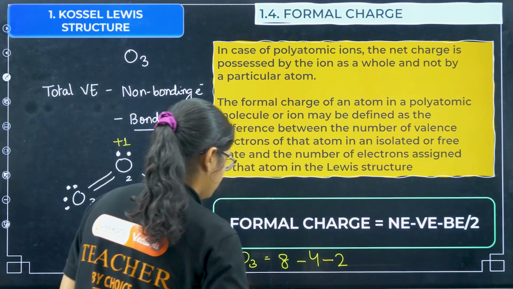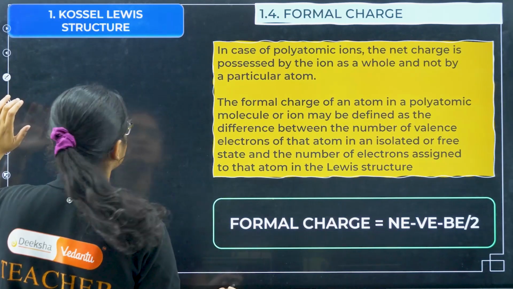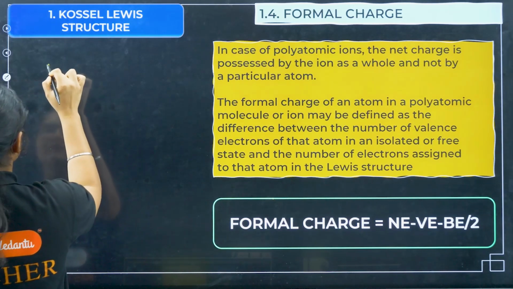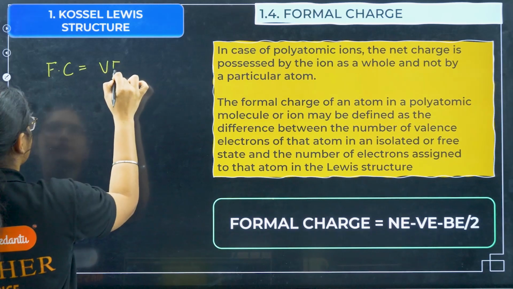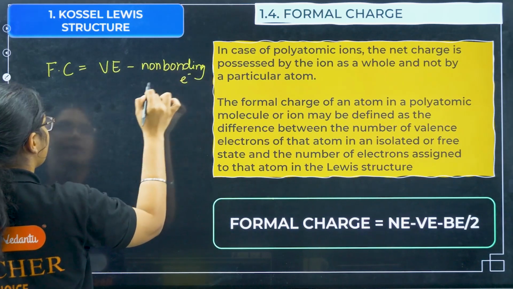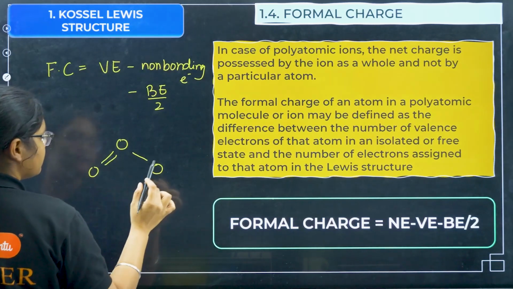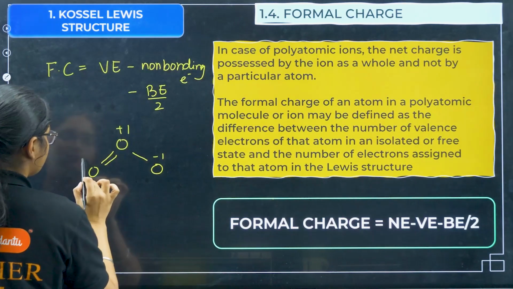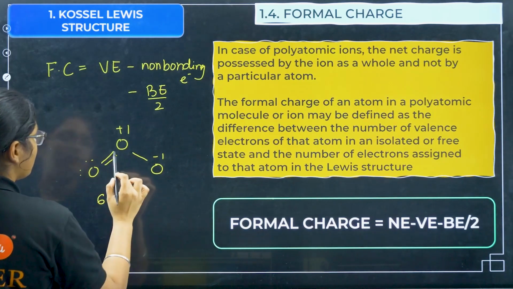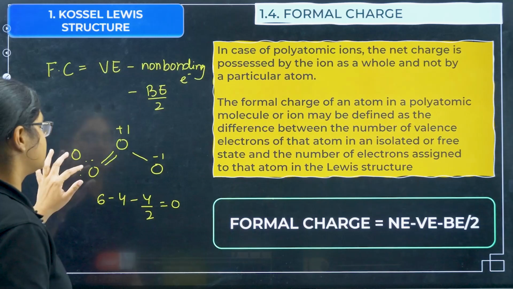I made a mistake here, I just erased everything, sorry. Let me do it once again. What is the formal charge formula? Valence electrons minus non-bonding electrons, minus bonding electrons by 2. I have already calculated the other two, so I will just do the one which was left. Here I have already got minus 1 and this was plus 1. For this oxygen, total valence electrons is 6, non-bonding electrons are 4 and bonding electrons are 4, by 2, and that is equal to 0. So the formal charge of this oxygen will be 0.